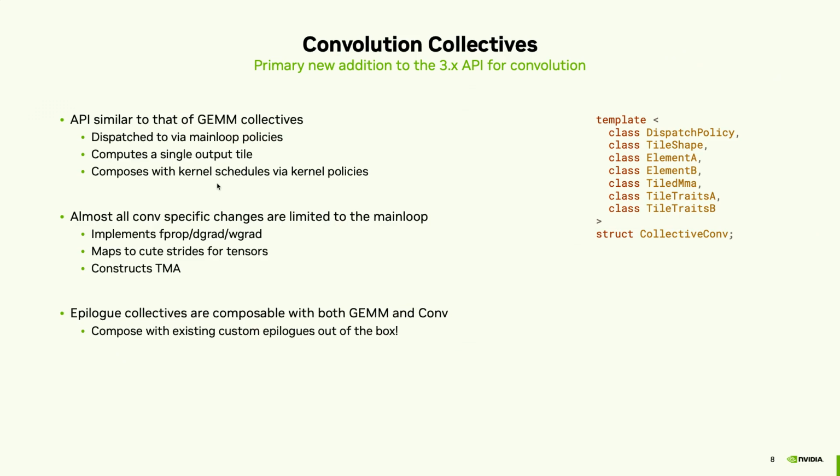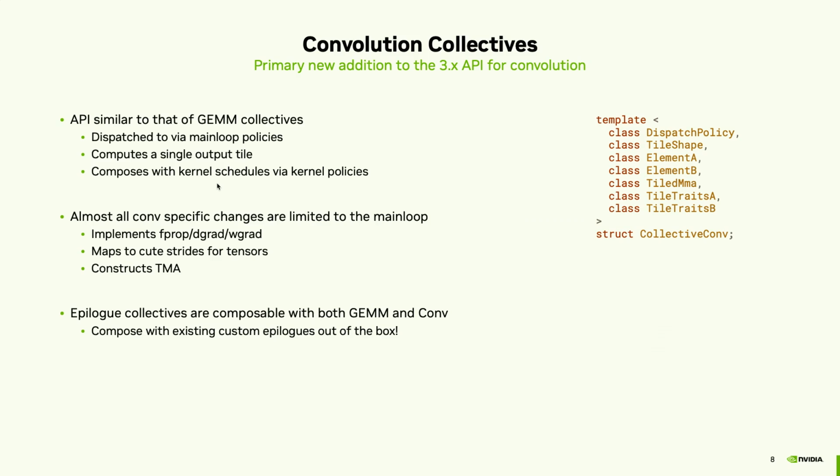It maps the input tensors to CuTe strides and CuTe shapes, and it constructs, in the case of Hopper, the im2col TMA instruction-related descriptor, et cetera, so that we can actually take advantage of Hopper instructions. The CUTLASS collectives for convolutions are completely composable with the epilogues that we have had so far.